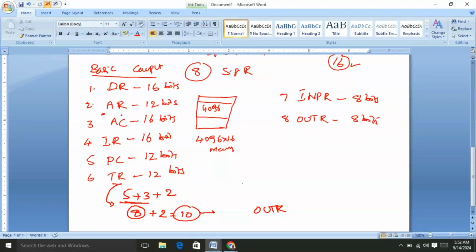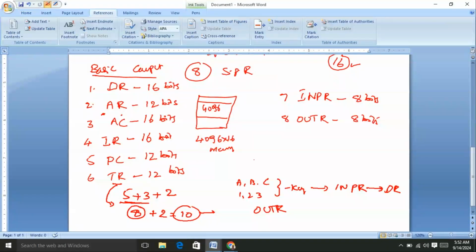Now the total value 10 is sent to the output register, right? OUTR. Suppose anything we press, either letters A, B, C, or numbers, suppose 1, 2, 3, from the keyboard, those are sent to the input register, actually, right? Through the input register, those go to the data register in the processor, DR. The address register is used to represent the memory addresses.